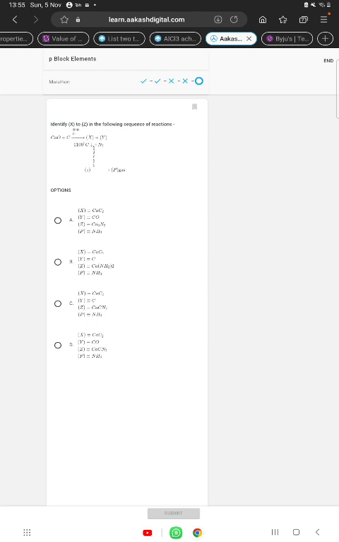So identify X to Z in the forming. So first one, CaO plus C, so CaC2 is forming. Y is CO. So the correct option is here.